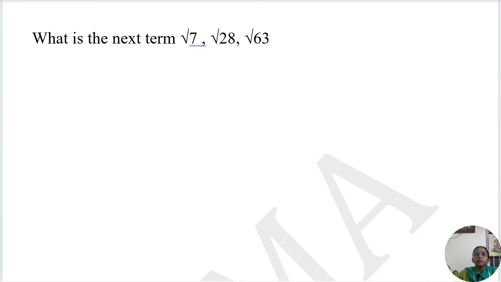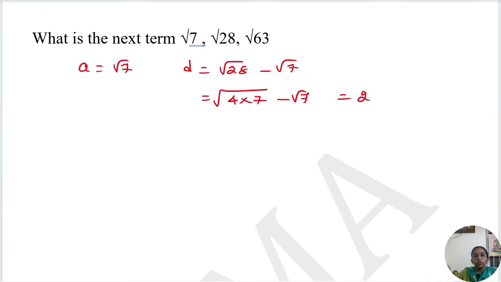What is the next term? Root 7, root 28, root 63. So our A value is root 7 and D is root 28 minus root 7. So this is 2 root 7 minus root 7. So our D value is root 7.